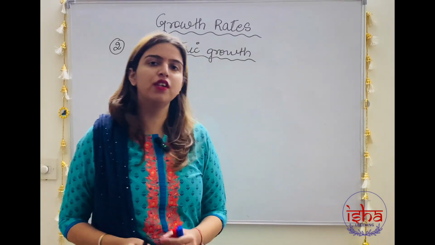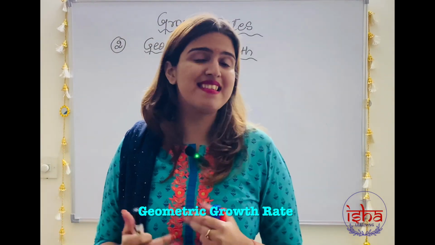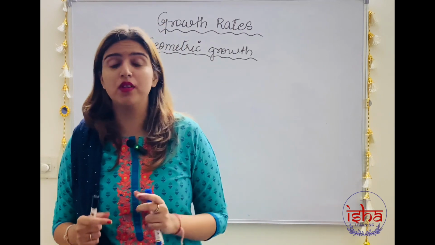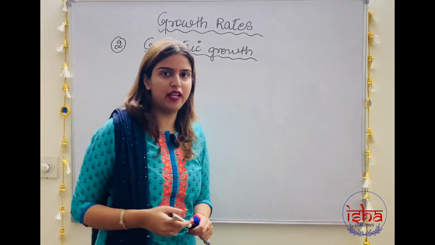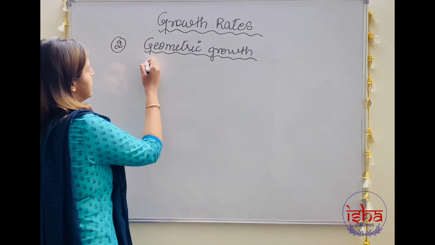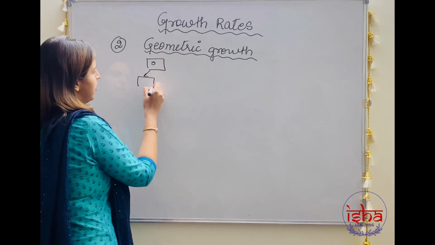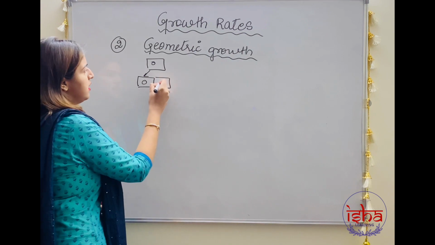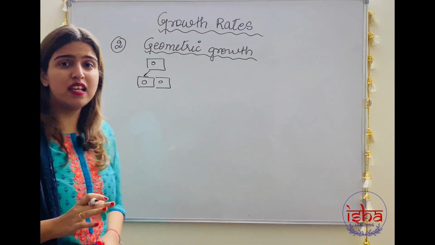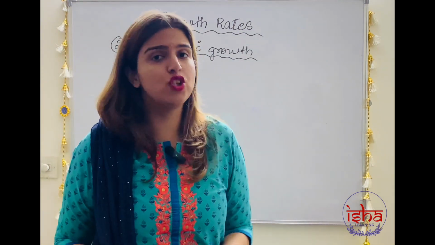In geometric growth, the increase in cell number is not gradual. It's a very fast increase. Why? Here let's say I had one cell. Now this cell would again undergo a mitotic division and form two new cells, as we have seen earlier. Now in this case, none of the cells is differentiated.